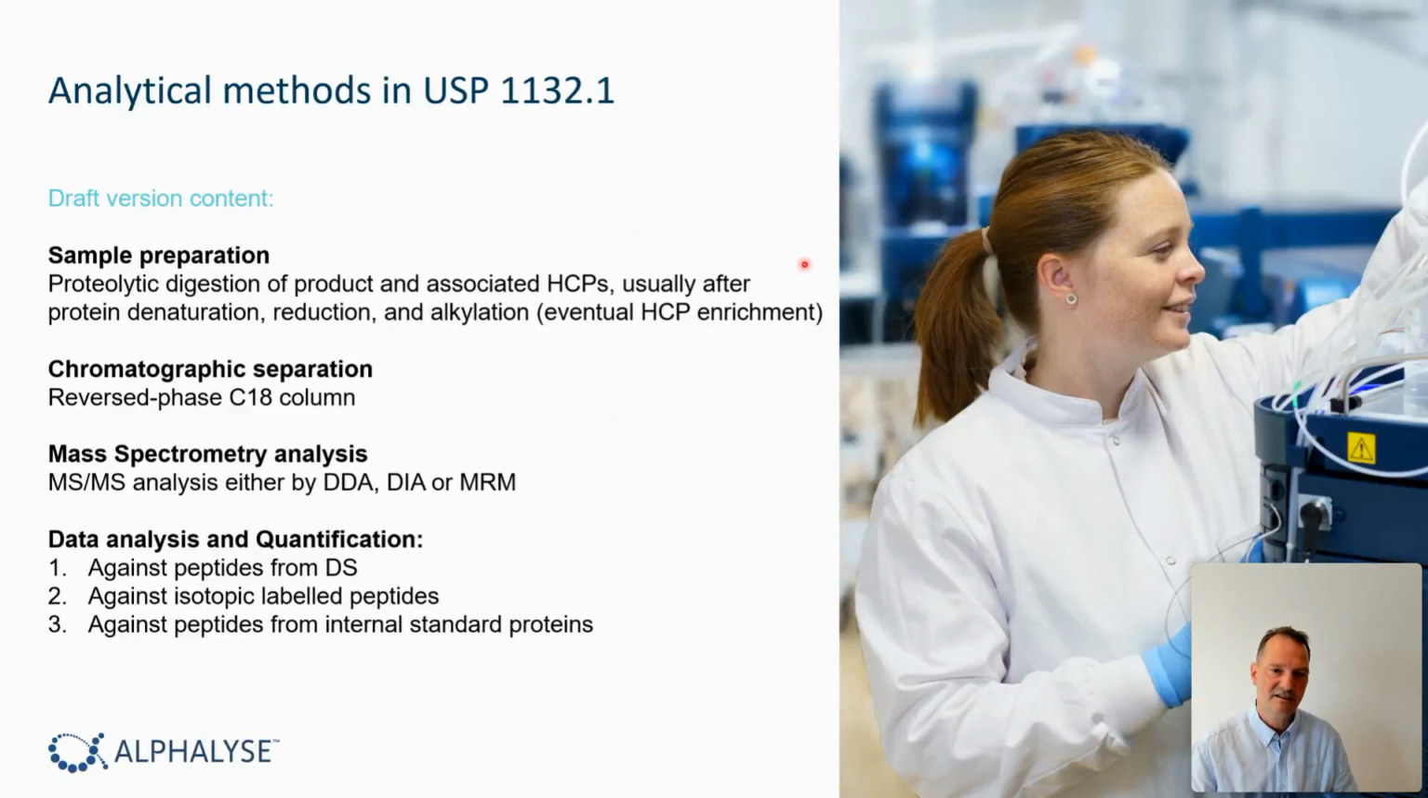The first one is you quantify the HCP peptides against drug substance peptides present in the same sample. The second approach is to use isotopic labeled peptides for the specific HCPs and spike these into the sample after the protein digest. And the third approach is to spike in intact protein standards and then quantify against the peptides from these standards. So all the 3 methods are described in this chapter, and we will show you data from one of these approaches.